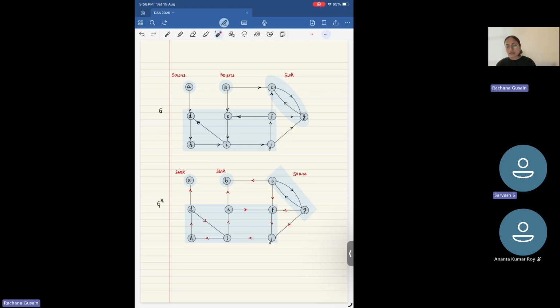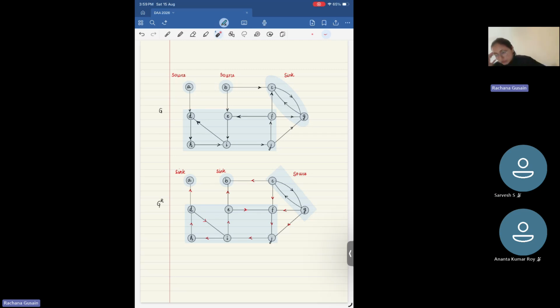Okay, ma'am. Is there still some doubt? Ma'am, it looks a bit confusing, but now it's clear, ma'am. Like why are we changing the source and sink? Okay, let me repeat this again.